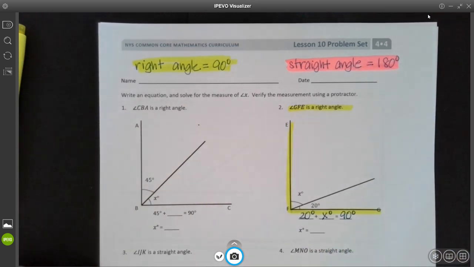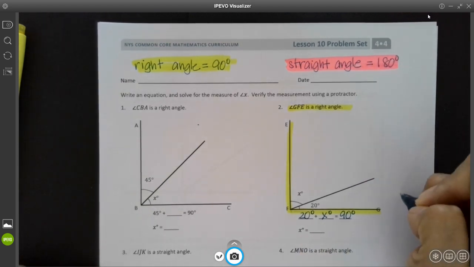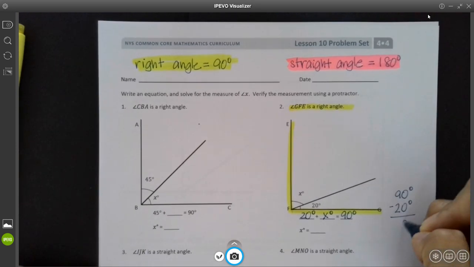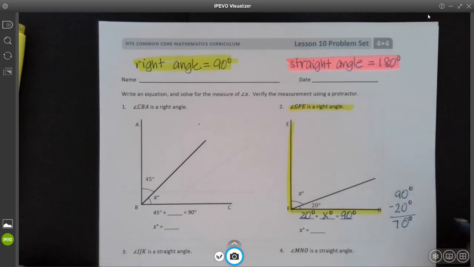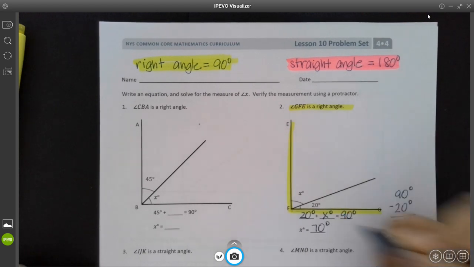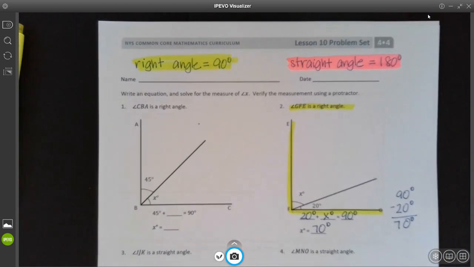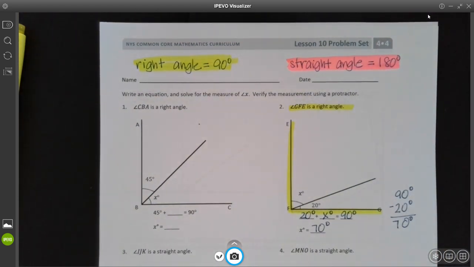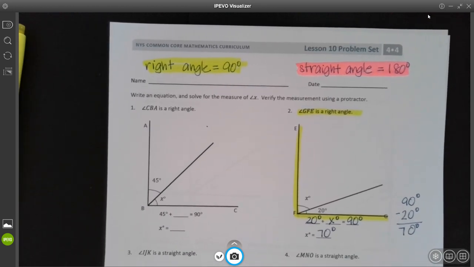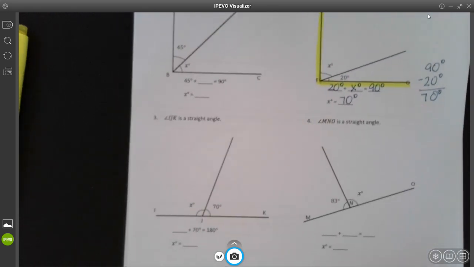I know my total is 90 degrees. In order to find out, I need to subtract. So on the side, if I want to, I can do this mentally as well. I can just quickly do that if I want. And I find that it is 70 degrees. So X is 70 degrees. All right, so there's our first example on the problem set. You can do one on your own. And let's move down to our straight angles.